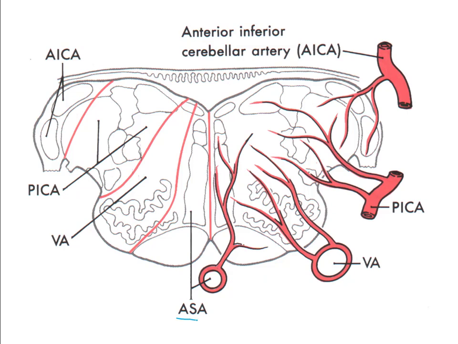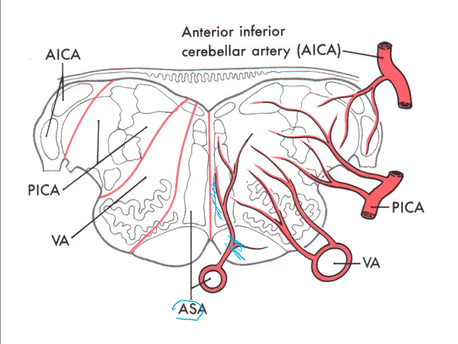Was that aspirin? Acetylsalicylic acid? What is it? Anterior spinal. That's paramedian. What's its territory going to include? Pyramid, lemniscus.